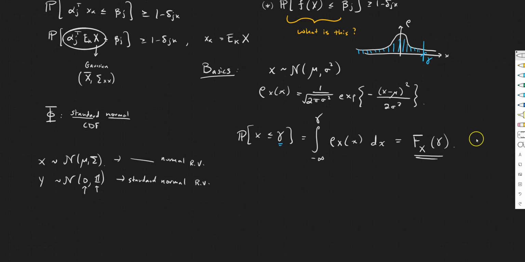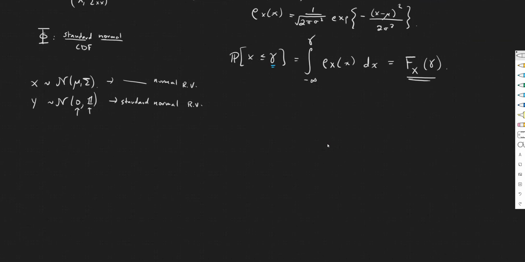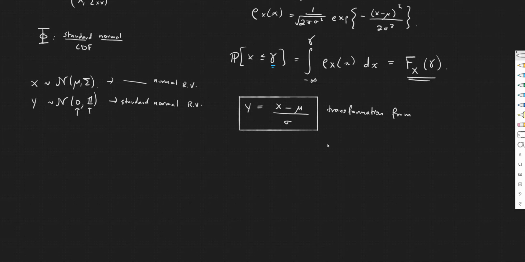That's all it means. And in order to get y from x, you have to do a transformation. And what is this transformation? Well, y is simply x minus mu over sigma. Sorry, over sigma, not sigma squared. This is the transformation from just a regular random variable to standard normal.